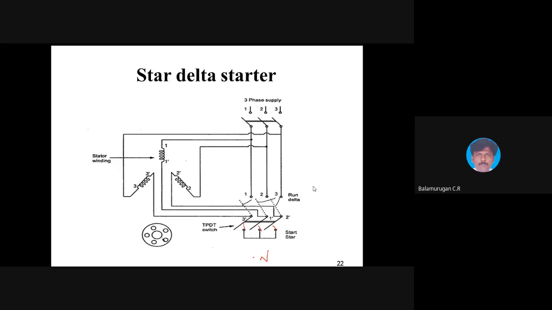So that is the difference between the auto transformer starter and star delta starter. Here in the final equation, in the place of the X value, you are supposed to include 1 by root 3. The remaining things will be the same. So I will write the equation for the star delta starter so you can copy.